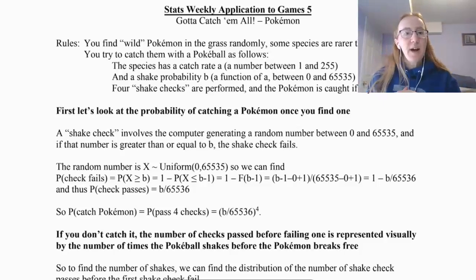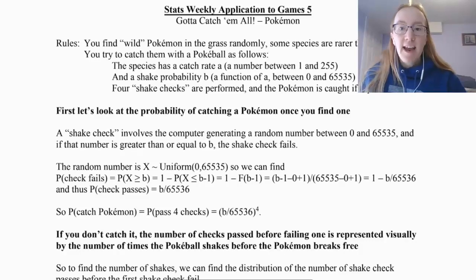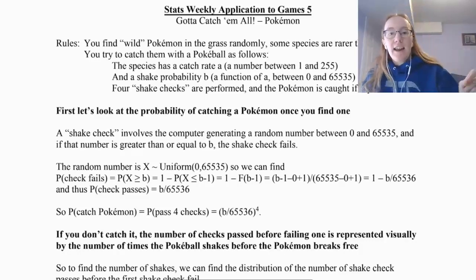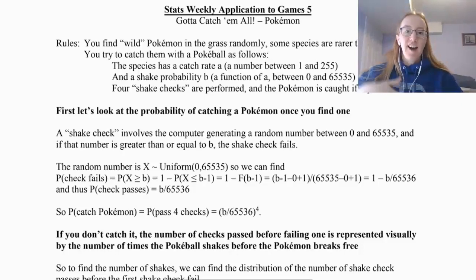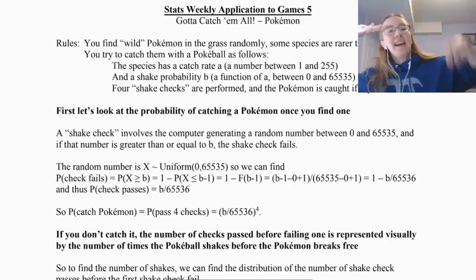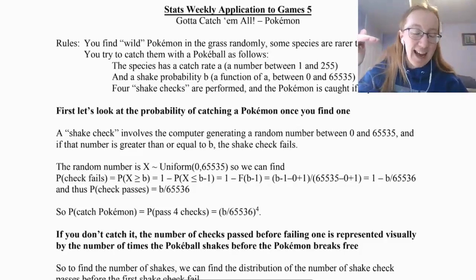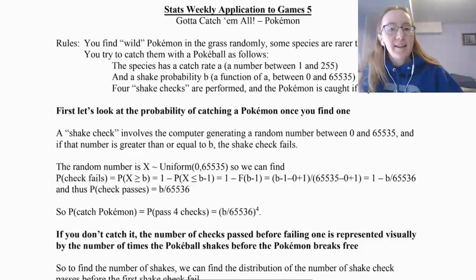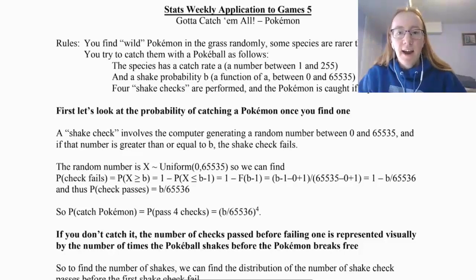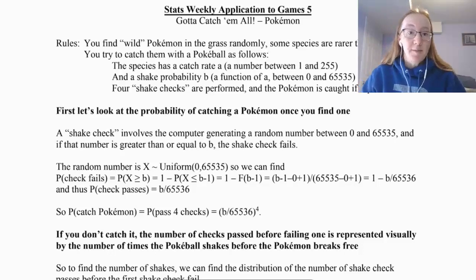So how an individual shake check works is that the computer is going to randomly generate a number between 0 and 65535, and if that number is bigger than the number that belongs to the species that you're trying to catch, then the shake check fails. So it's basically like the higher the number the Pokemon has, the less likely that the number the computer generates is going to be bigger than it, and that the shake check fails. And so we could actually figure out the probability of passing that. It's going to be some function of B.